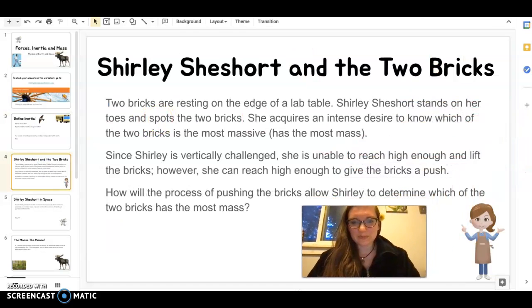So here's our first example. Shirley Sheshort and the two bricks. Two bricks are resting on the edge of a lab table. Shirley Sheshort stands on her toes and spots the two bricks. She acquires an intense desire to know which of those two bricks is the most massive, meaning has the most mass. Since Shirley is vertically challenged, she is unable to reach high enough and lift the bricks. However, she can reach high enough to give the bricks a push. So, how is the process of pushing the bricks going to allow Shirley to determine which of the two bricks has the most mass?